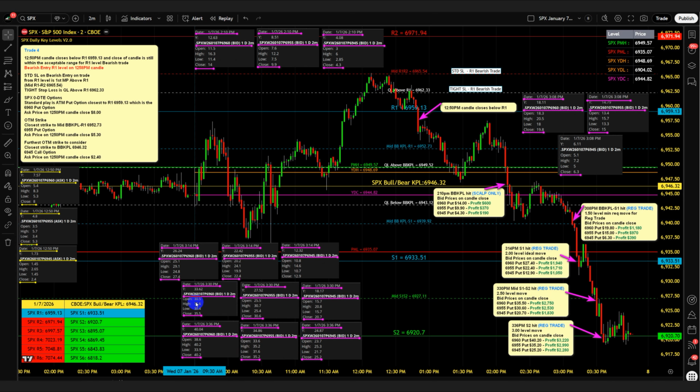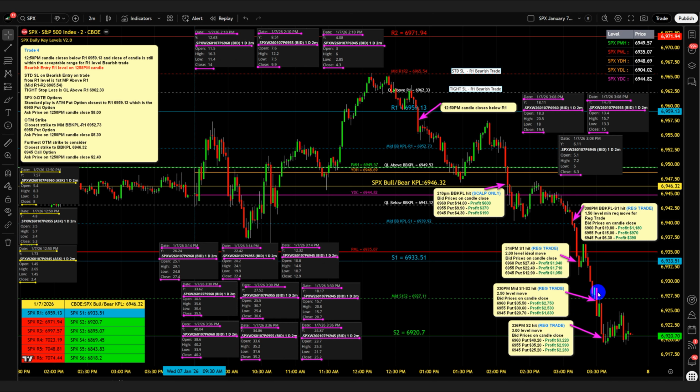Here are the data boxes for the bid prices on that candle close at the 3:30 p.m. candle. 69.60 put, 35.50, profit $2,750 per option. 69.55 put, $30.60, profit $2,530 per option. 69.45 put, $20.70. Remember, we started out at $2.40 on that one. Now profit $1,830 per option.